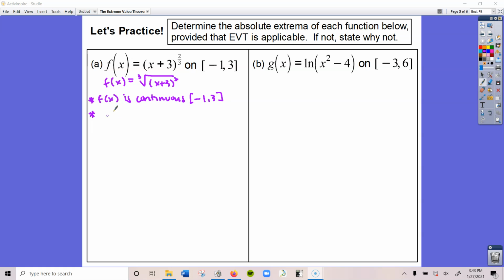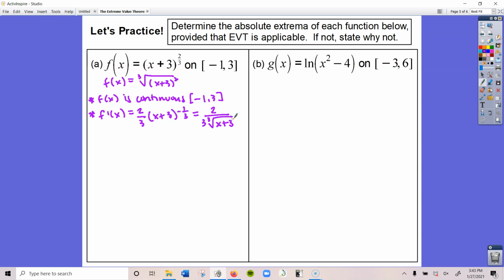First, we got to take the derivative. So f prime of x is equal to 2/3 x plus 3 raised to the negative 1/3, since we have to apply the chain rule, and the derivative of the inside is just 1. So this is equal to 2 over 3 times the cube root of x plus 3. And we write it this way so we can find our critical numbers.